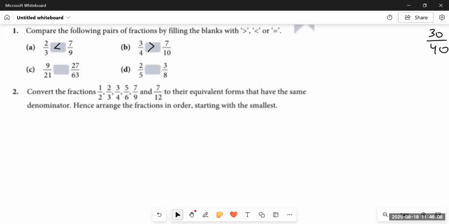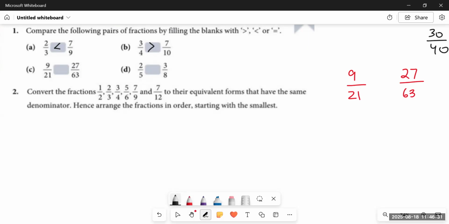Then we have 9 by 21 and 27 by 63. So here you can see that 21 is a factor of 63. And you don't need to have a grip on long number calculations. But you can see that 21 into 3 equals 63. 1 3 is 3, 2 3s are 6. So we can compare the numbers mentally as well.